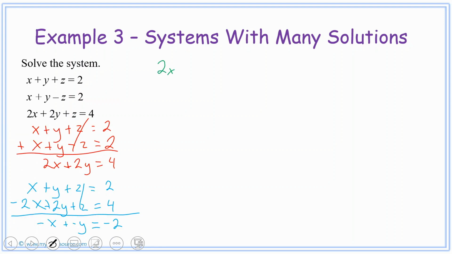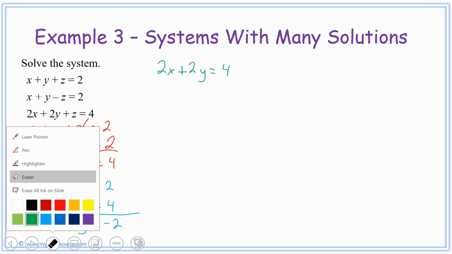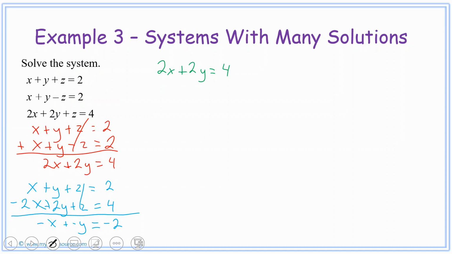So we have 2x plus 2y equals 4. And then we have negative x plus negative y equals negative 2. We're going to have to multiply. So I have to just do that, edit that. Alright, so before I write the second one, we can modify that.